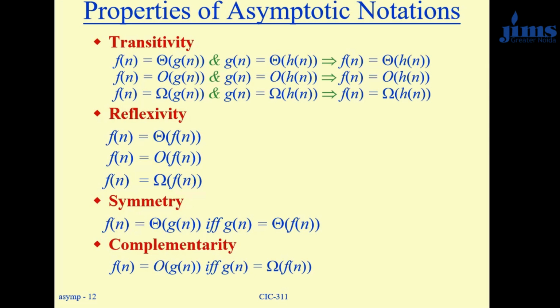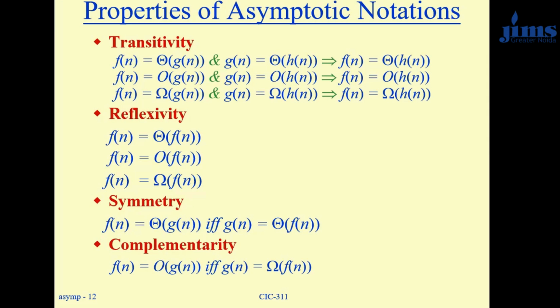Now coming to symmetry. We say that f(n) = theta of g(n) if and only if g(n) = theta of f(n). If f(n) = theta of g(n), and it is a polynomial, what do you conclude about the degree? We can say that the degree of both f(n) and g(n) will be equal; only then will the criteria of f(n) = theta of g(n) be established. Since it is equality, if a equals b, then b equals a. That is why if f(n) = theta of g(n), then g(n) will also be theta of f(n). This is called symmetry.